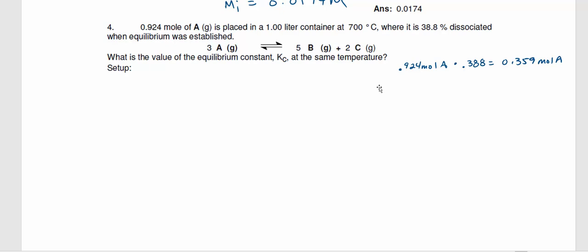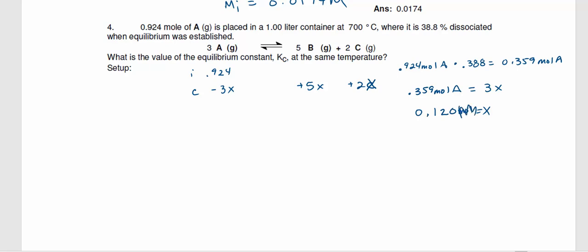Well, initially, we have 0.924. It's going to change by some amount x, and actually by 3x. B is going to increase by 5x, and C is going to increase by 2x. Well, in order to find out how many moles then we have, we can take that 0.359 moles of A, and we can solve for x. So this is equal to 3x. So then x is equal to 0.120 moles, or molarity. We're in a 1 liter container.